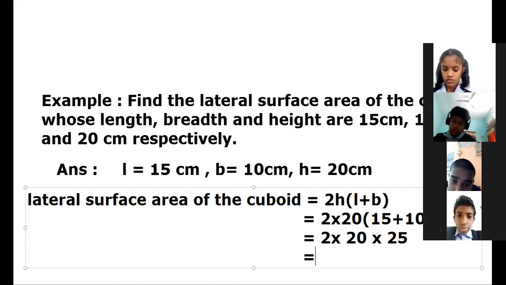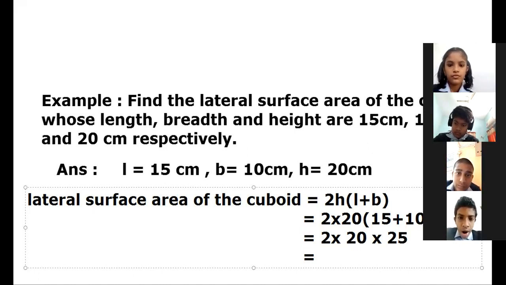Okay. You can multiply this like this. 2 into 25, what will you get? 50. 50 into 20. 5 into 2, 10. There are two zeros, so write them down. 1000. Okay.